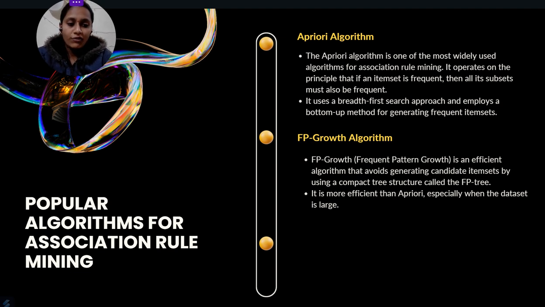Second is FP growth algorithm. FP growth or frequent pattern growth is an efficient algorithm that avoids generating candidate item sets by using a compact tree structure called the FP tree. It is more efficient than Apriori, especially when the dataset is large.